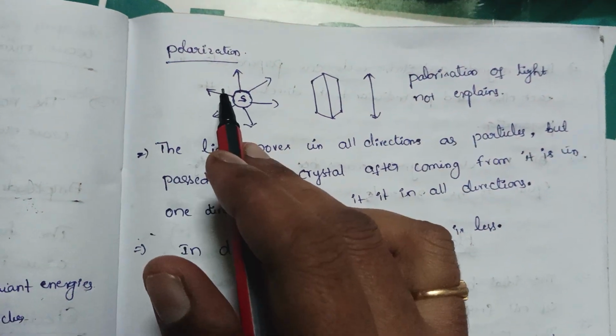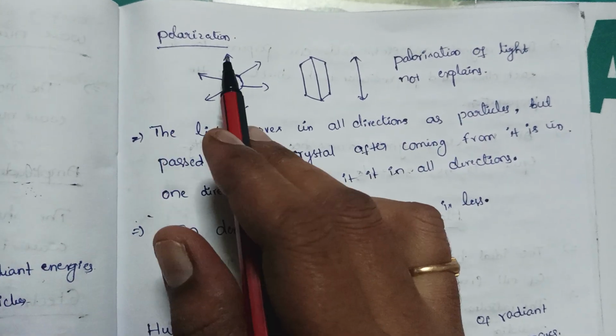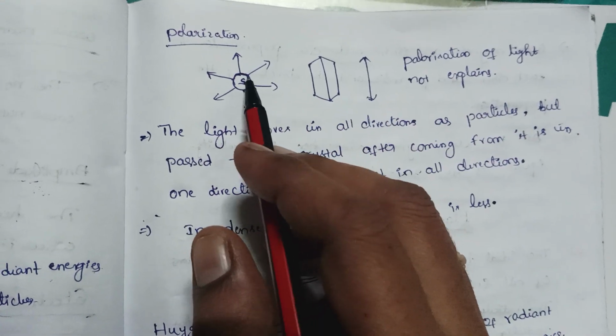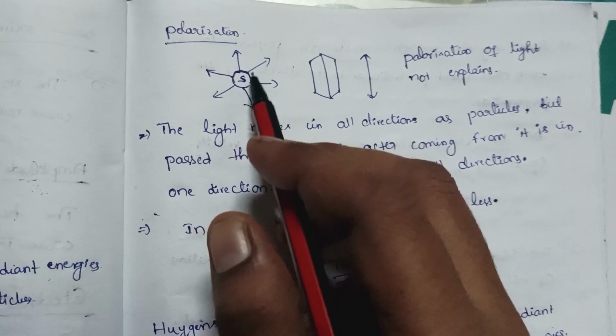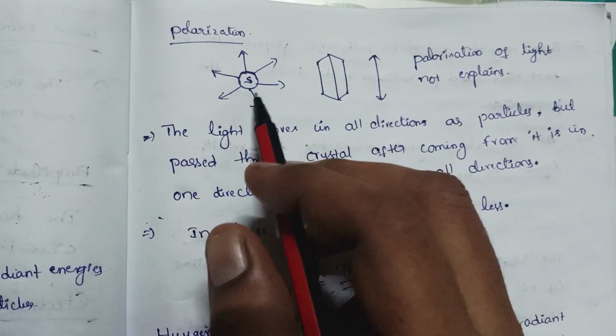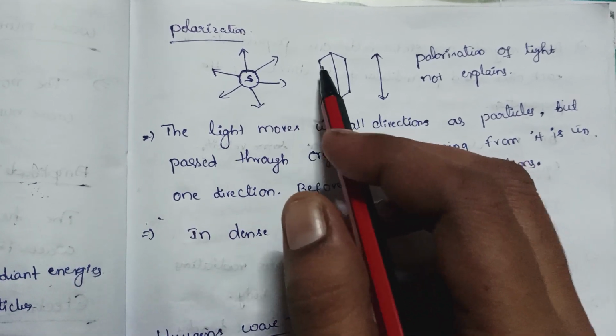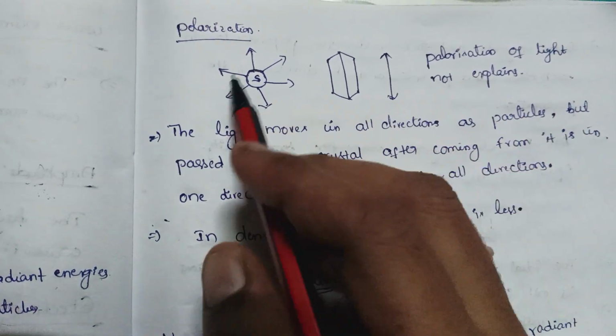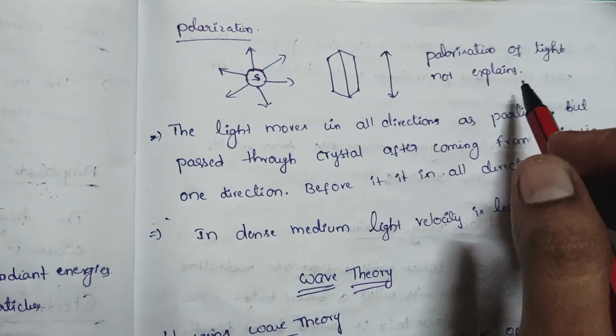And also he didn't explain polarization. What is polarization? If we take a source of light, it has all directions. Whenever it passes through a crystal, it is in one direction. He didn't explain the polarization of light.